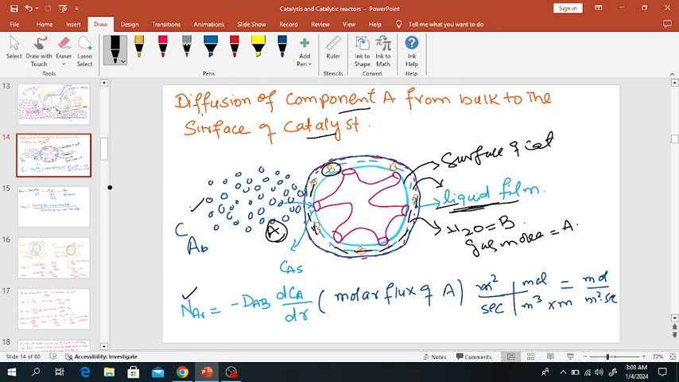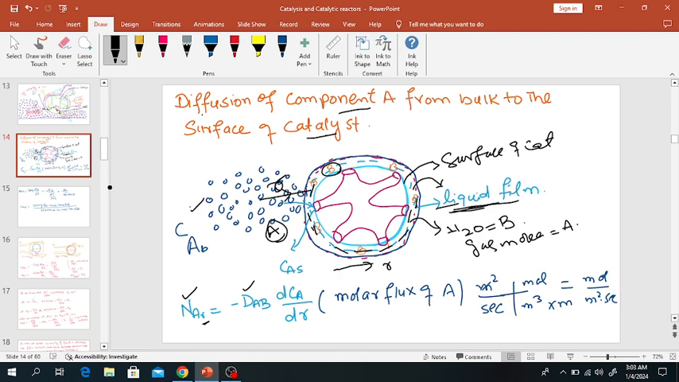So the molar flux of A in the R direction. Suppose this is the R direction. You can also use Z direction, where I am using R direction. So the molar flux of A in the R direction is equal to minus DAB, change in concentration of A divided by change in distance in the R direction.